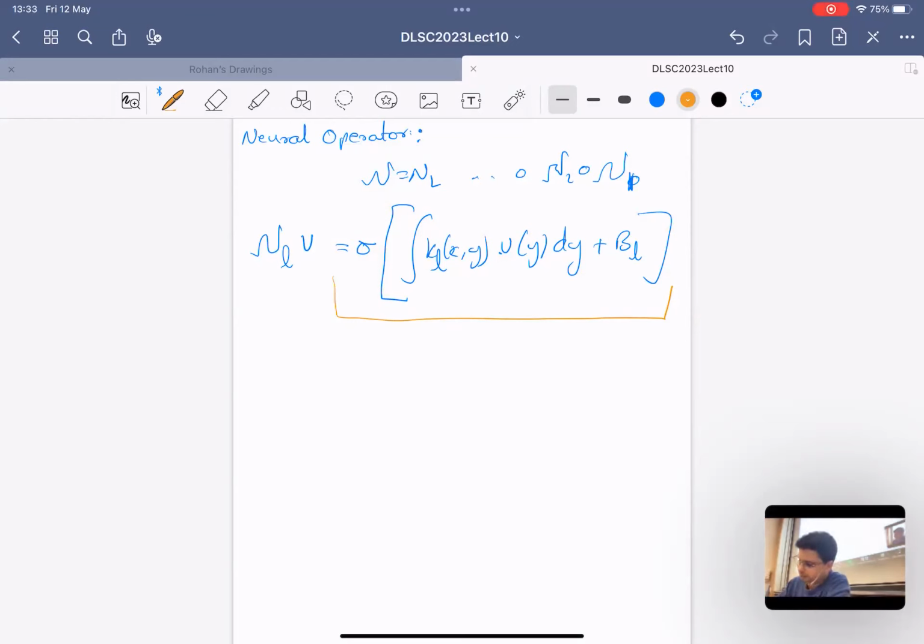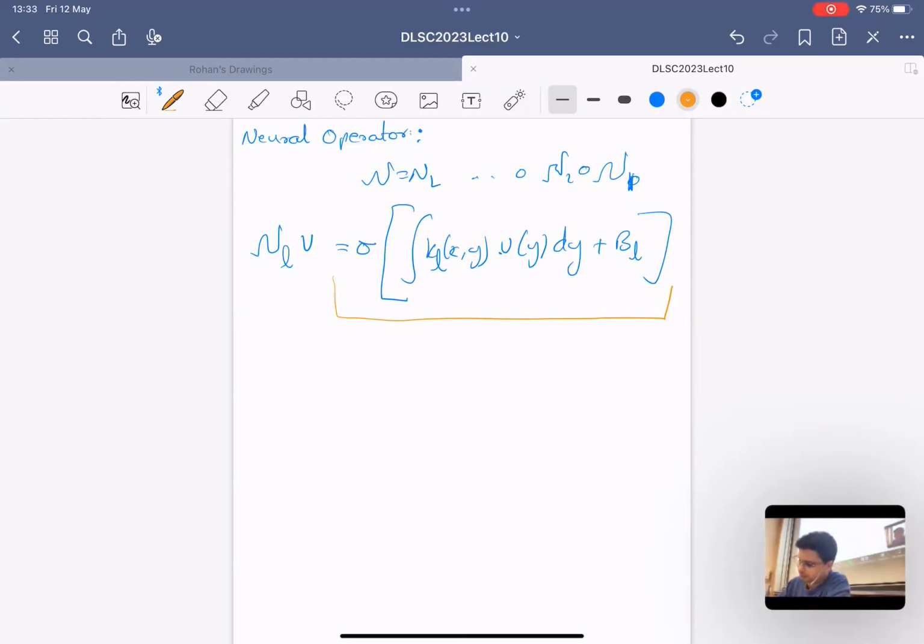Then I can only do the following: N_L of V evaluated at the point x_i. I can evaluate at those points, and it is equal to sigma of, and then this term is very easy, this is B_L of x_i. As long as I have parameterized the function, I can evaluate it. But now I just have the integral over D of K_L of x_i, y, V of y, dy. But I don't know how to integrate by hand. We can only integrate very simple functions by hand.